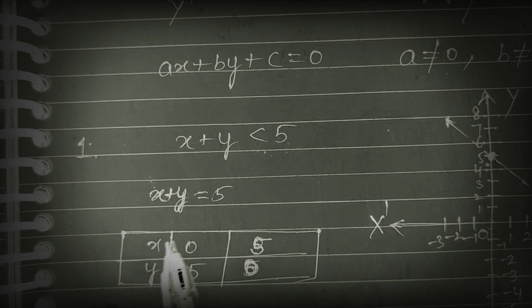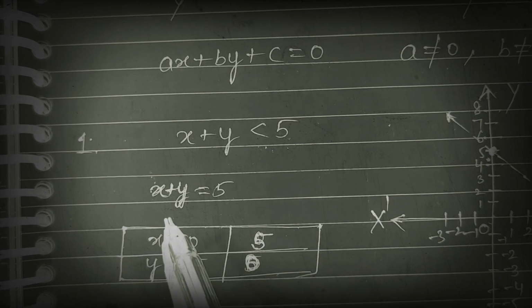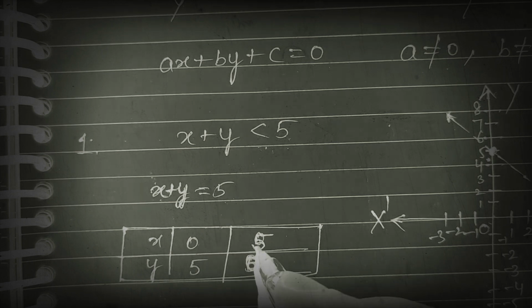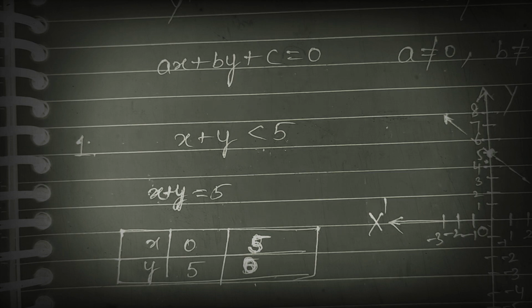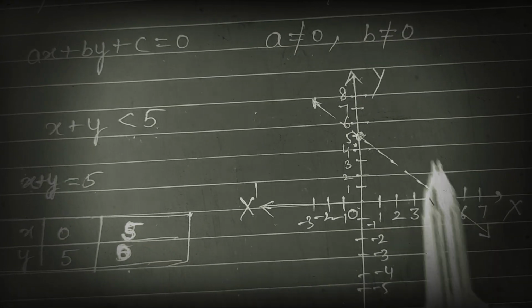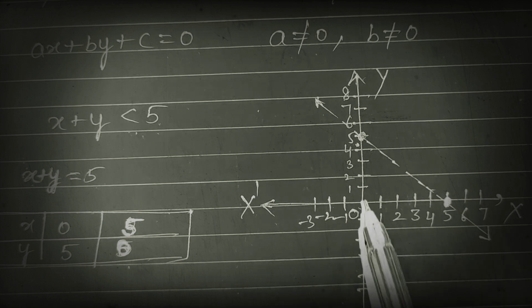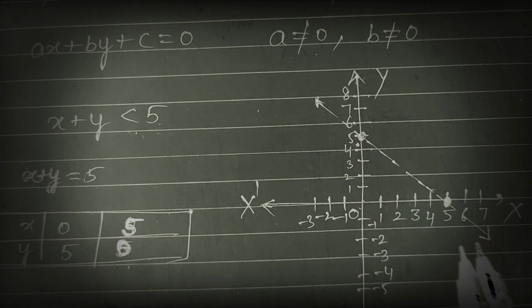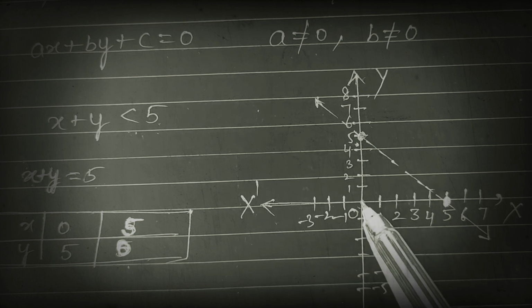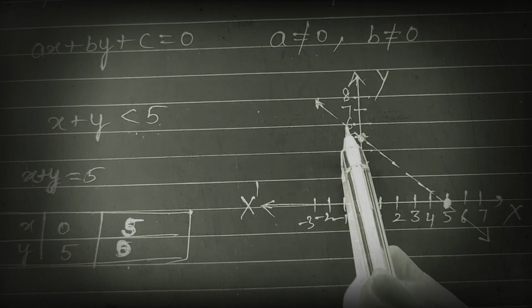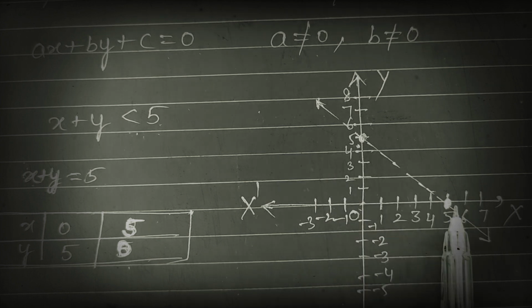So x plus y is equal to 5, make a table. Suppose we put x is equal to 0, y will be 5, and if y is 0, x will be 5. So x is 0, y is 5; y is 0, x is 5. So we will draw it by graph. Here is the x-axis, this is the y-axis. Take points on this: 1, 2, 3, 4, 5, 6, 7. Here also 1, 2, 3, 4, 5, 6, 7, 8. And if x is 0, y is 5. If y is 0, x is 5. So join these, and we will join these by a dotted line.